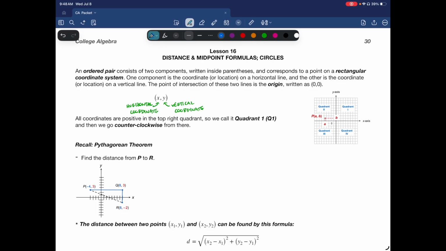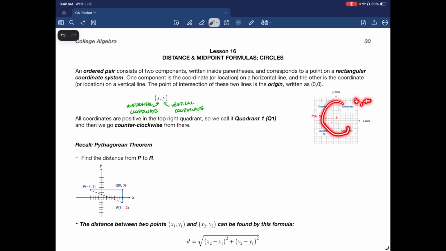All coordinates are positive in the top right quadrant, so we call it quadrant 1, and then it moves counterclockwise from there. Everything's positive here, and then we move counterclockwise to get the other quadrants: Q2, Q3, Q4. Everything's negative in quadrant 3. You have negative, positive here, and positive, negative here. Depending on the signs of the ordered pair, you can tell which quadrant it's in. You might have problems asking, here's a point, what quadrant is it in?